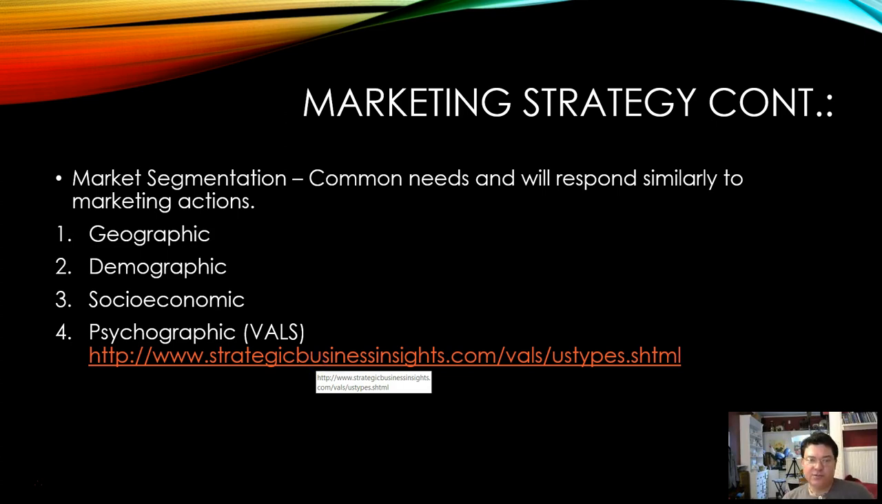So, market segmentation. Market segments are made up of individuals with common needs who will respond similarly to marketing actions, and there are various ways that we can segment the market. The top three here are easy to do: geographic, demographic, and socioeconomic. Geographic, you can pick out regions that you think are similar, and we had a lively discussion in class about whether or not Oklahoma was Midwestern, Southern, Southwestern, etc.